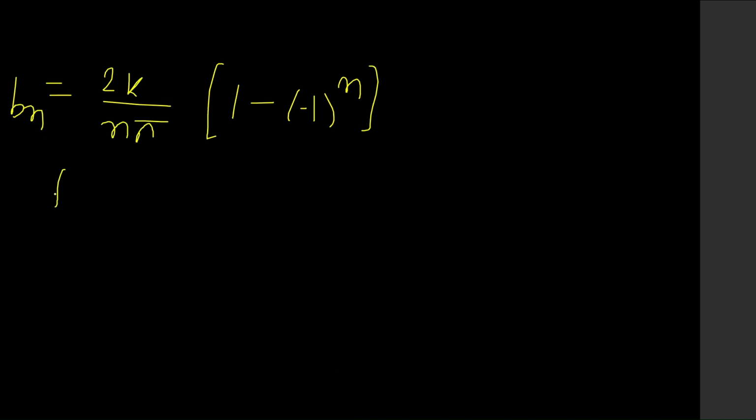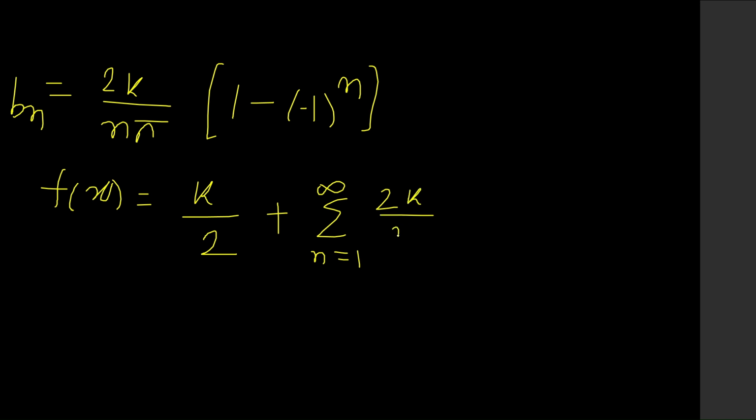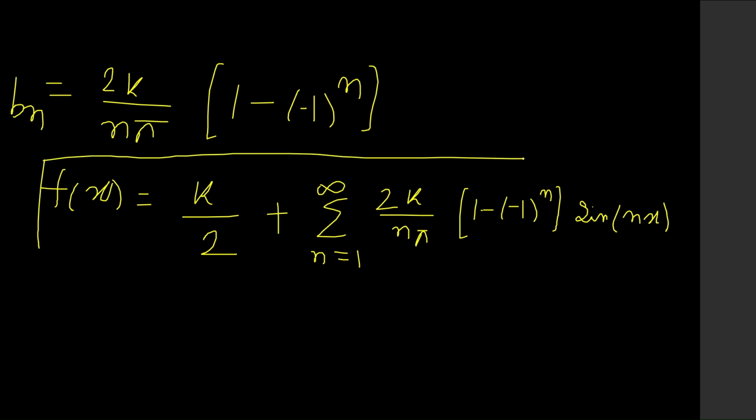So now we can write our function f of x as a naught. We have got a naught as k by 2 plus, an is 0, bn summation n equals 1 to infinity 2k upon n pi, 1 minus minus 1 to the power n sine nx. So this is our answer. We have expressed our piecewise function in terms of a Fourier series.